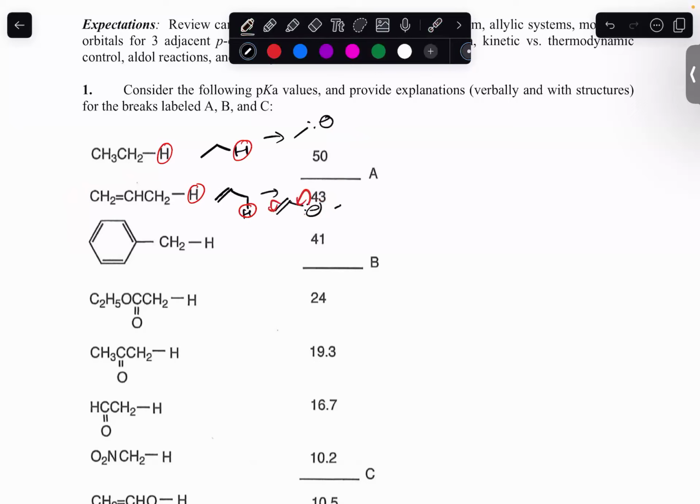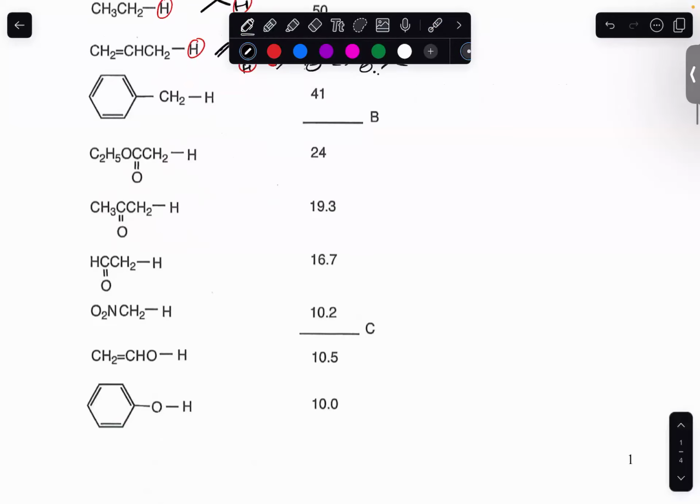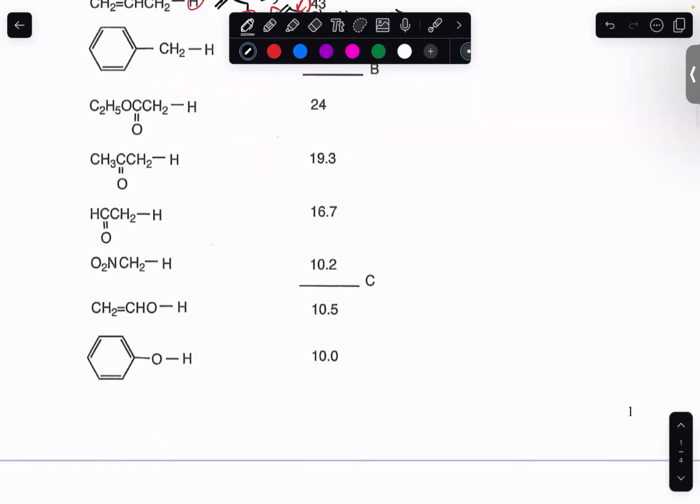And then for the C category, I put the ones under C, they form enolates. Say, let's see, NO2 plus and then CH.